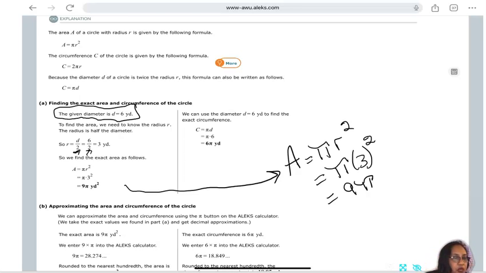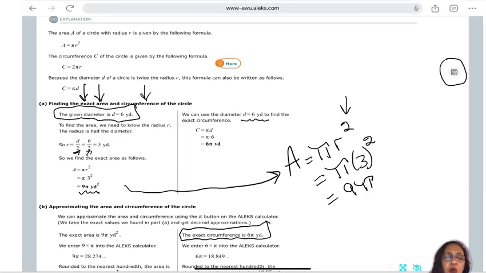So then because they gave you the diameter right here, the circumference is just the number for the diameter, which is 6 times pi. Okay? And then you just have to remember if ALEKS is asking for you to put in the yards or the yards squared. For the area, it's yards squared because we multiplied r times itself, and you get a square. You also need to be careful about those units.